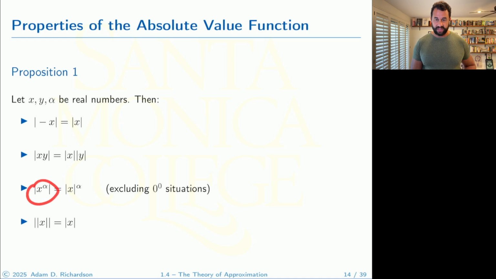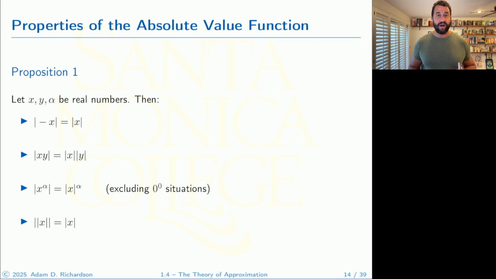There's this one. If you take the absolute value of a power, that's the same as taking the absolute value of the base and then raising it to that power, excluding 0 to the 0 situations and funky situations like that. You'll talk about those more when you get into Calc 1 and 2. But that's really nice. You could almost think of it as you can pull the power out of the absolute value bars. That's symbolically what's happening. And then maybe this one is kind of funny or trivial to state, but the absolute value of the absolute value is just the absolute value. So it doesn't change anything when you take the absolute value of the absolute value.